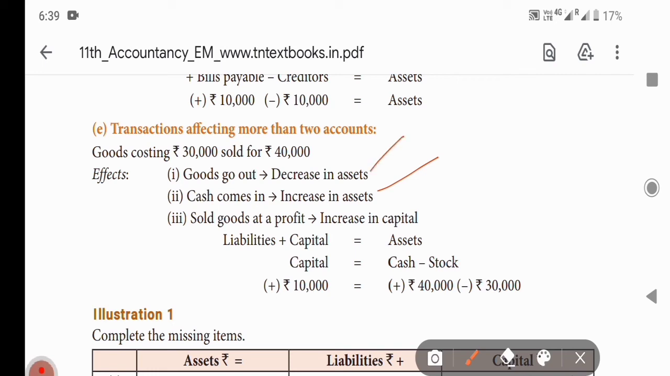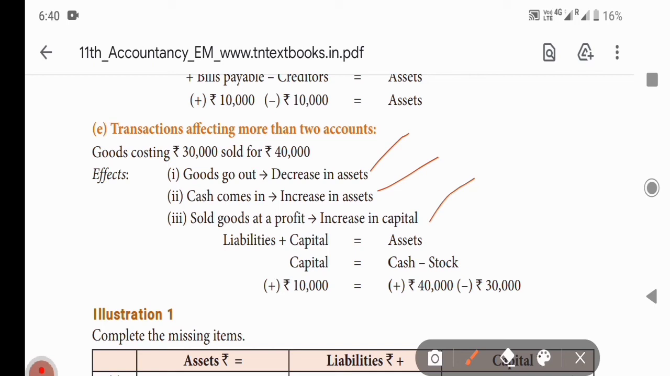Next one, sold goods at a profit. How much? 10,000 is the profit, so there is increase in capital. So here there are three effects. Goods go out, so there is decrease in assets. Cash comes in, and cash is an asset, so there is increase in asset. Sold goods at a profit of 10,000 rupees, so there is an increase in capital. So there are three effects for this transaction: more than two accounts, there are three accounts.